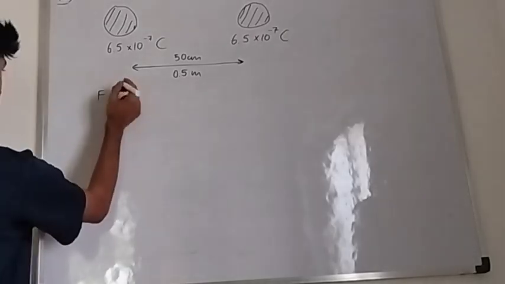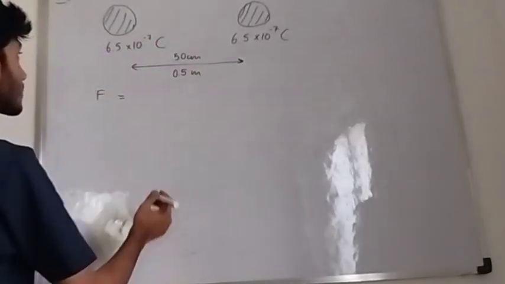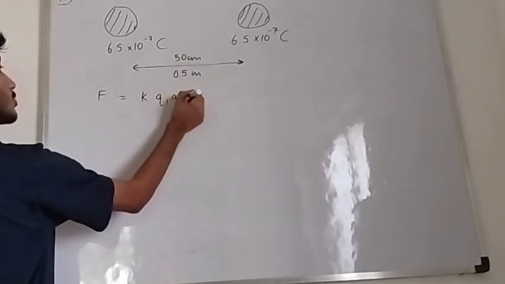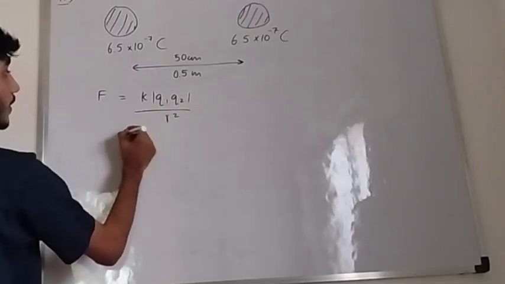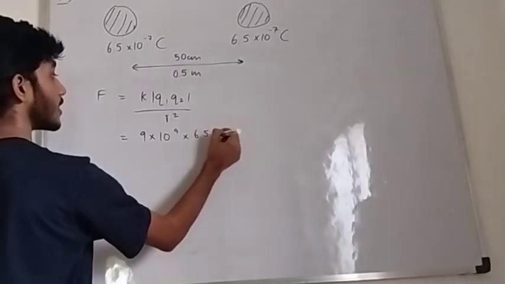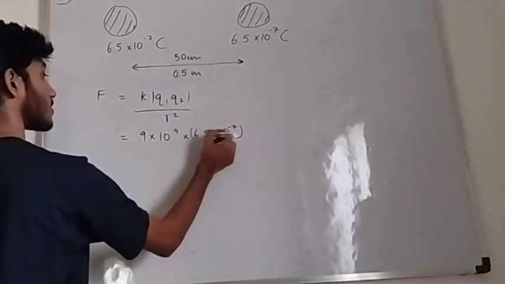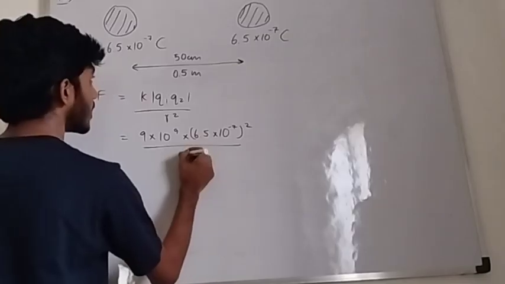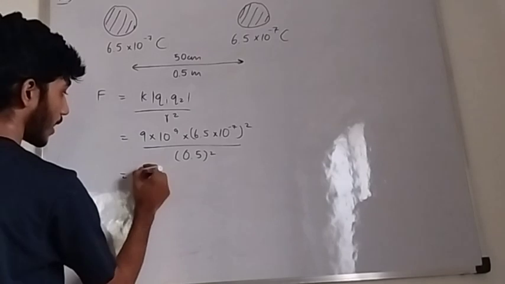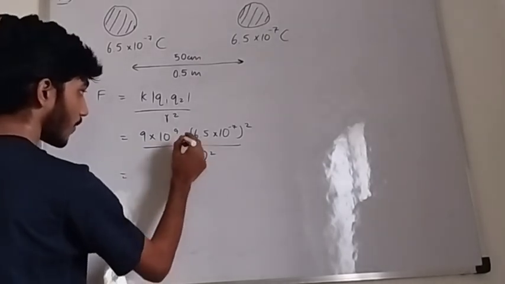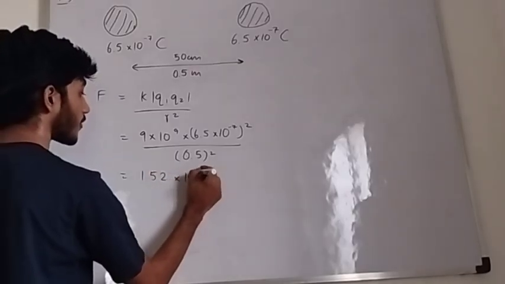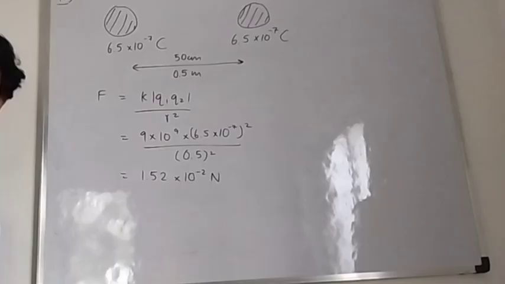It is the force of repulsion because you have positive charges. So we'll apply the formula F equals K Q1 Q2 by R squared. That will be 9 into 10 to the power of 9 into 6.5 into 10 power minus 7 squared, because there are two of them with the same charge, divided by 0.5 squared. So this will come out to be 1.52 into 10 to the power of minus 2 Newton. I'll just check the answer, just a minute.